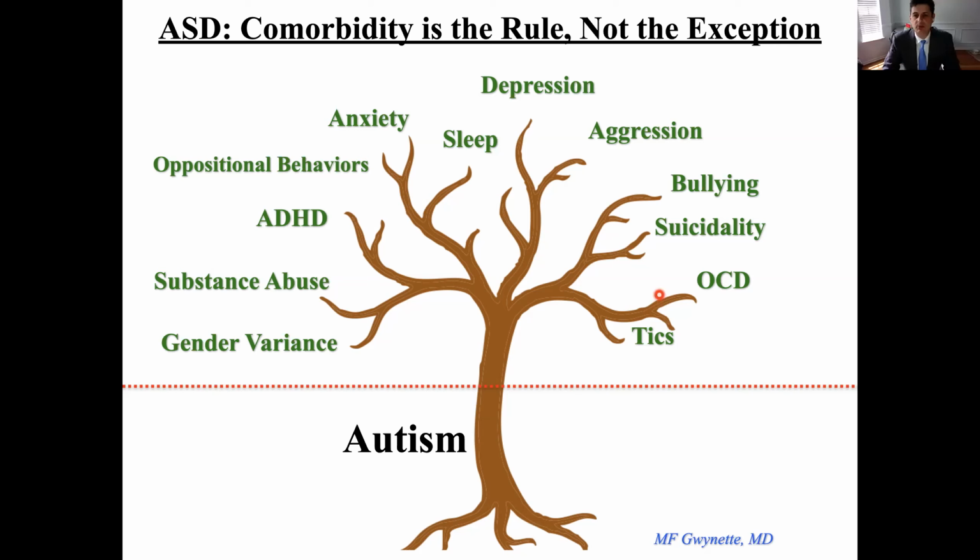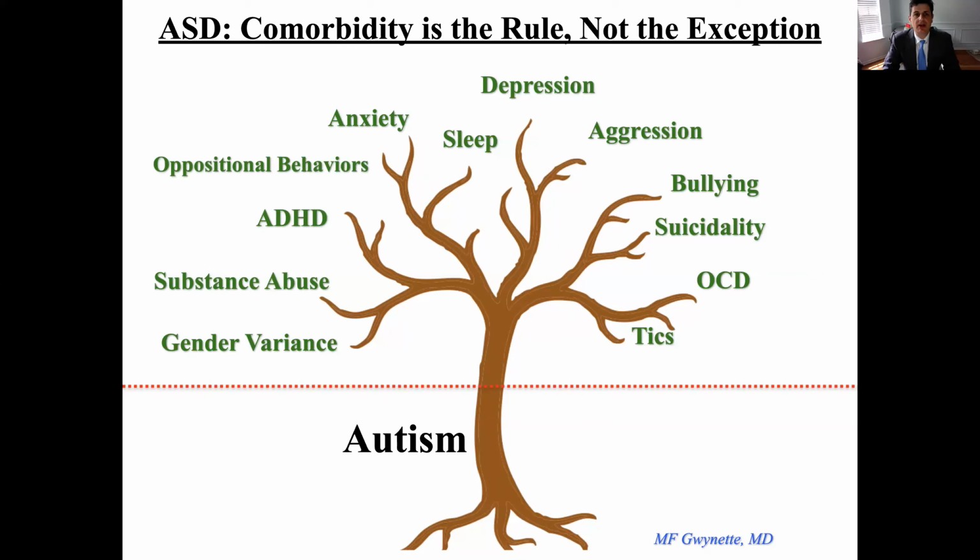So can someone with autism have depression? Of course. Can they have issues with sleep? Yes. Can they have issues with ADHD? Absolutely. But those are separate from autism. So these are comorbid conditions. And as we look at the field of autism, comorbidity is the rule, okay? It's more common versus not having a comorbid condition.